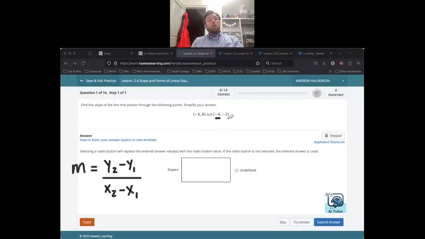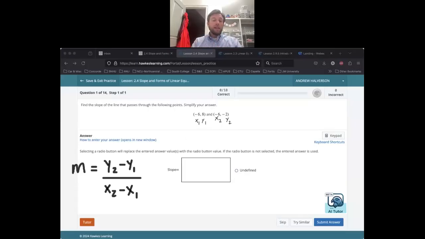What I do, at least, is I label my values. Label the first ordered pair you see x1, y1. Label the second ordered pair you see as x2, y2. Could I have switched it? Name the first one x2, y2, and the second one x1, y1? Yes, you can. It doesn't matter. You just need to be consistent. The x1, y1 is the first ordered pair. The x2, y2 is the second ordered pair. That's all we need.